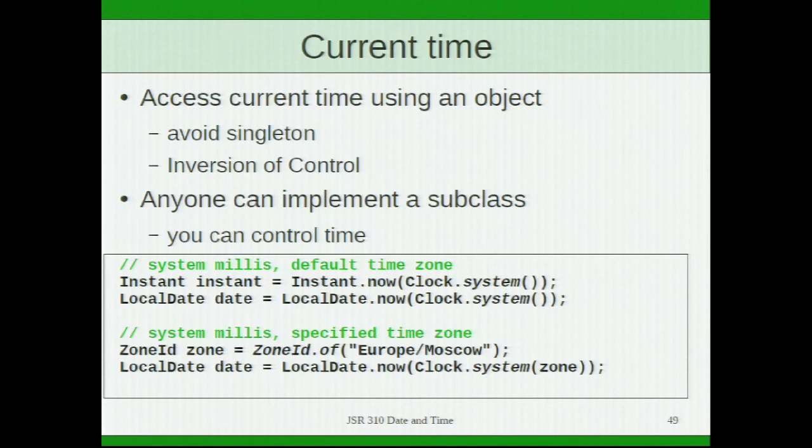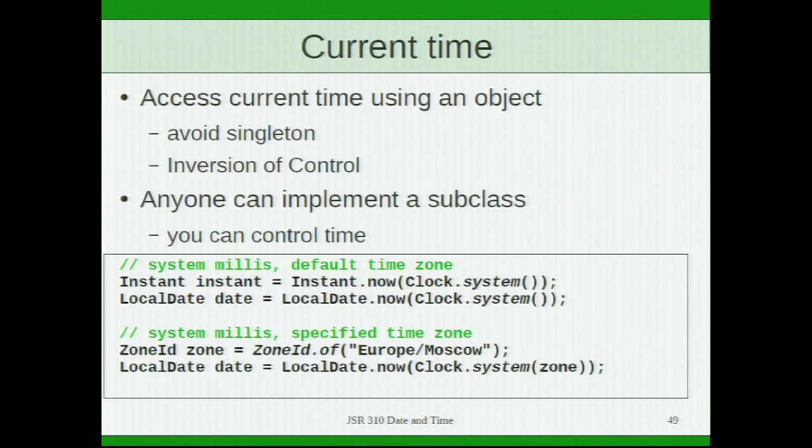And it works in two ways. So Stephen mentioned that there were instants, which really represent a point in time, sort of independent of a calendar, and you can get that from the clock or create one from a clock. And similarly, you can create the local date, get a date or a time from the clocks. In the same way, you can create a zoned date time from the clock as well and resync a particular date time value to a particular time zone.